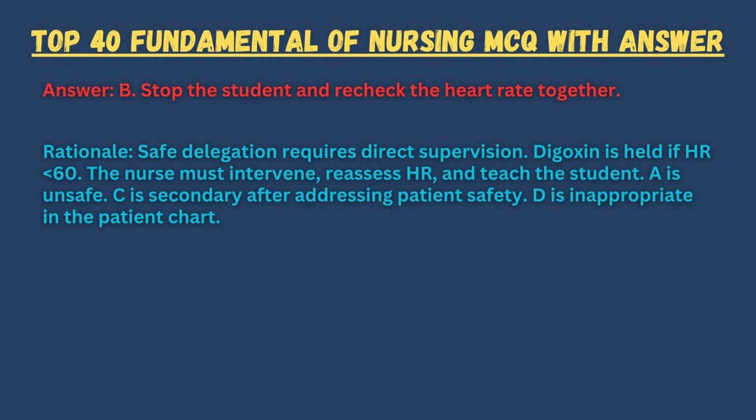Answer: B. Stop the student and recheck the heart rate together. Rationale: safe delegation requires direct supervision. Digoxin is held if heart rate is less than 60. The nurse must intervene, reassess heart rate, and teach the student. A is unsafe. C is secondary after addressing patient safety. D is inappropriate in the patient chart.